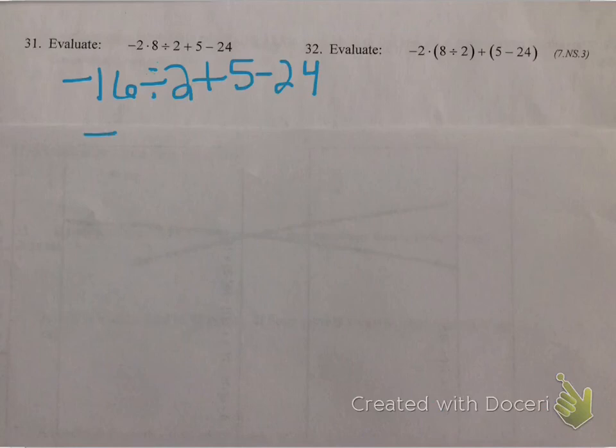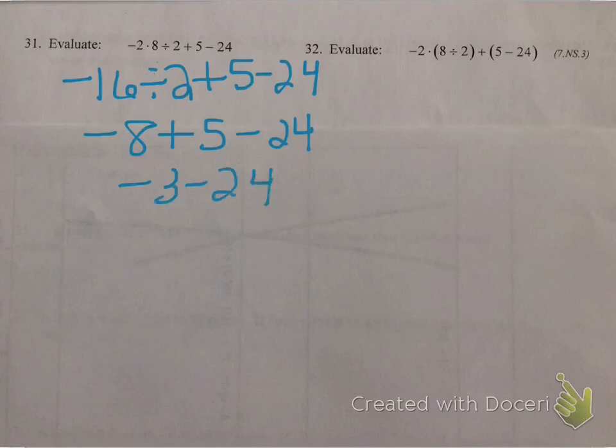Okay, and then I have to continue. -16 divided by 2 is -8 plus 5 minus 24. And you could do addition and subtraction from left to right. -8 plus 5 is -3 minus 24. And you have same signs there, so you're going to add, you get -27.